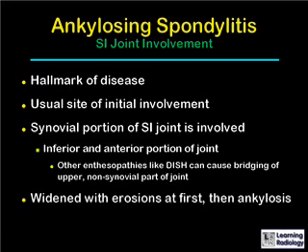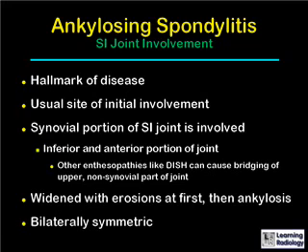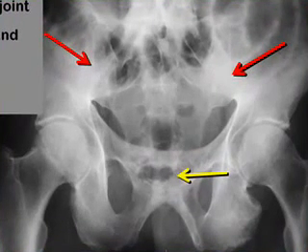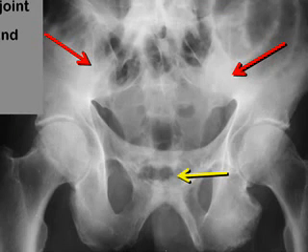Ankylosing spondylitis begins with widening of the sacroiliac joint and erosions, and then later goes on to form ankylosis and fusion, and it is bilaterally symmetrical. We don't usually see ankylosing spondylitis in its initial phase when the SI joint is widened. We usually see it in this phase, which represents a healing phase in which the sacroiliac joints shown here by the red arrows are fused, and there is in this patient also fusion of the symphysis pubis, shown by the yellow arrow.